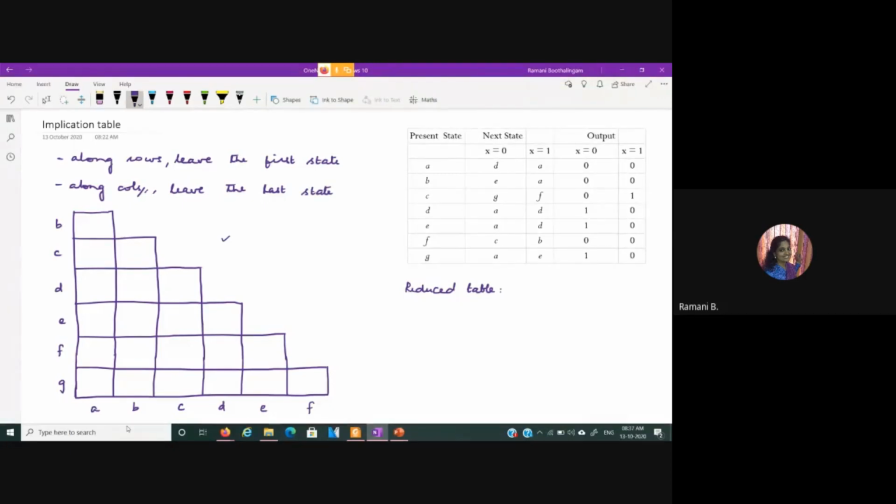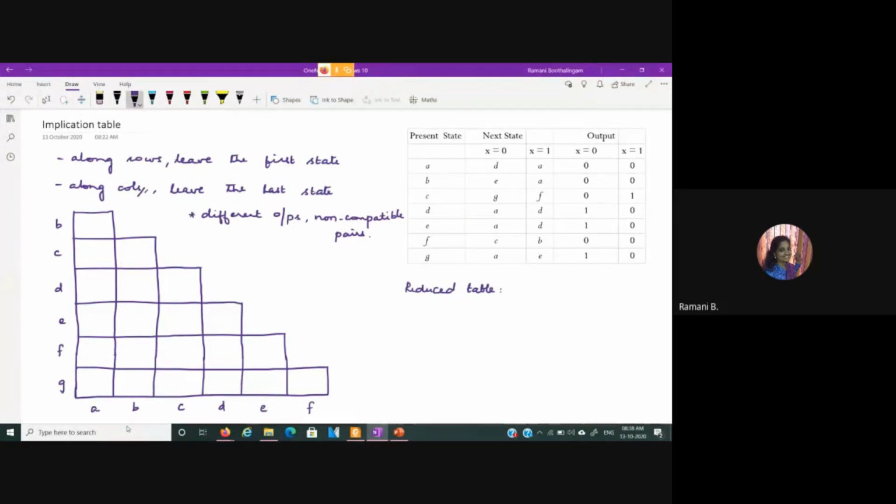The first thing to do is, if you are going to have different outputs when you compare a pair of states, you call those non-compatible states, or non-compatible pairs. So let us start comparing. First we are going to compare A with the rest of the states.